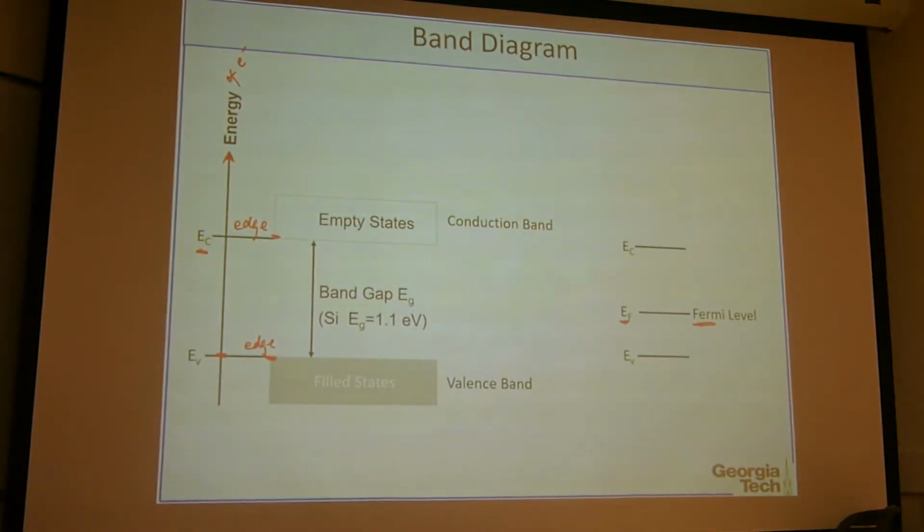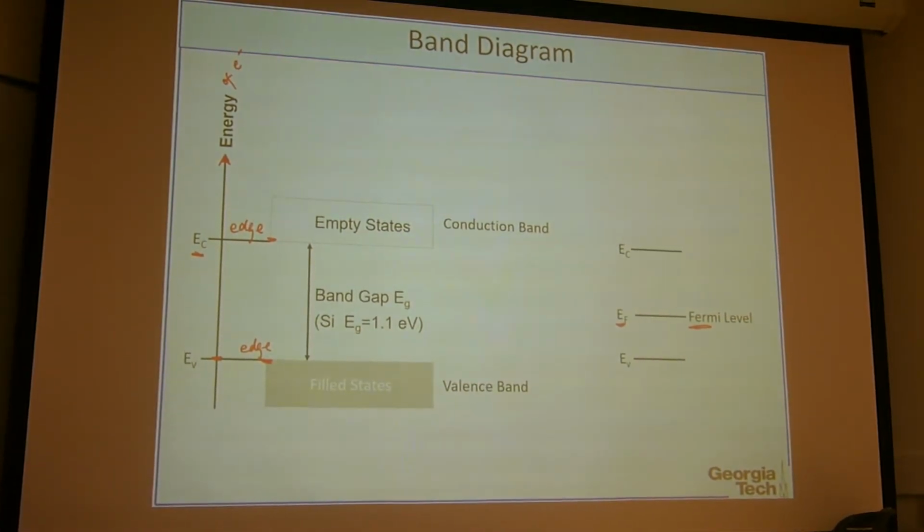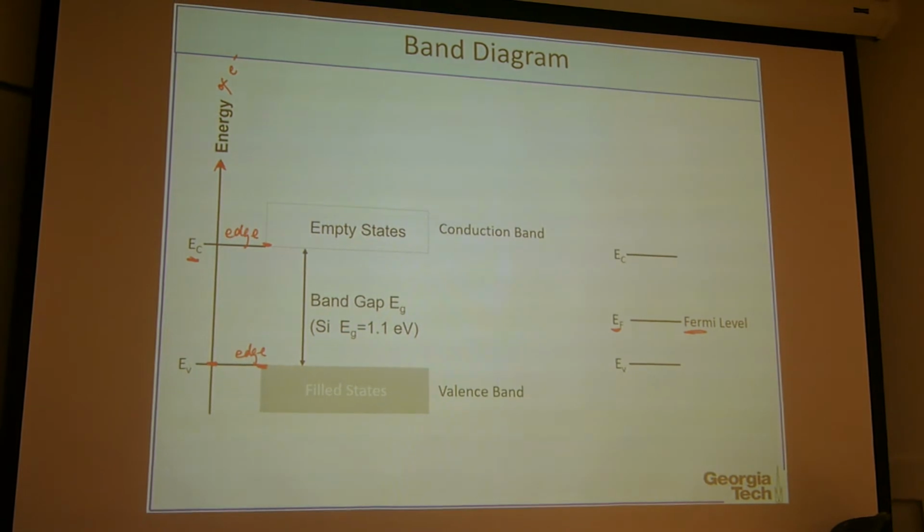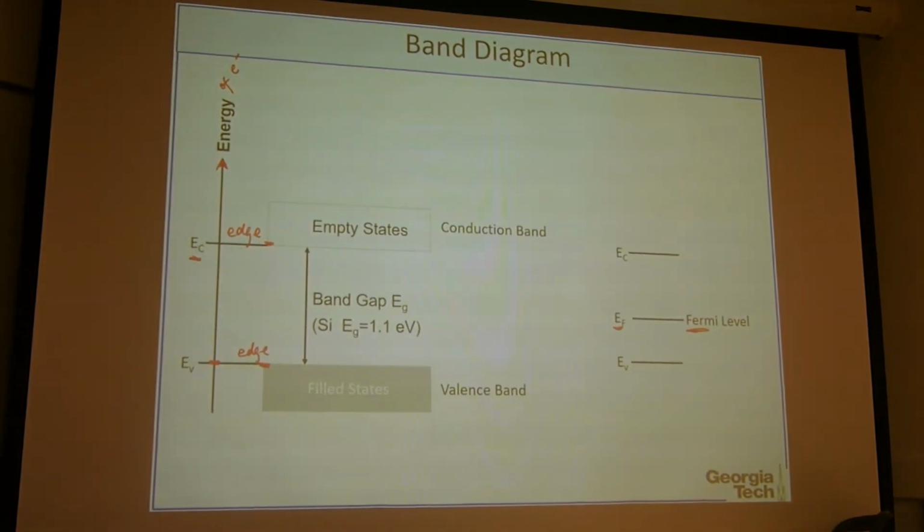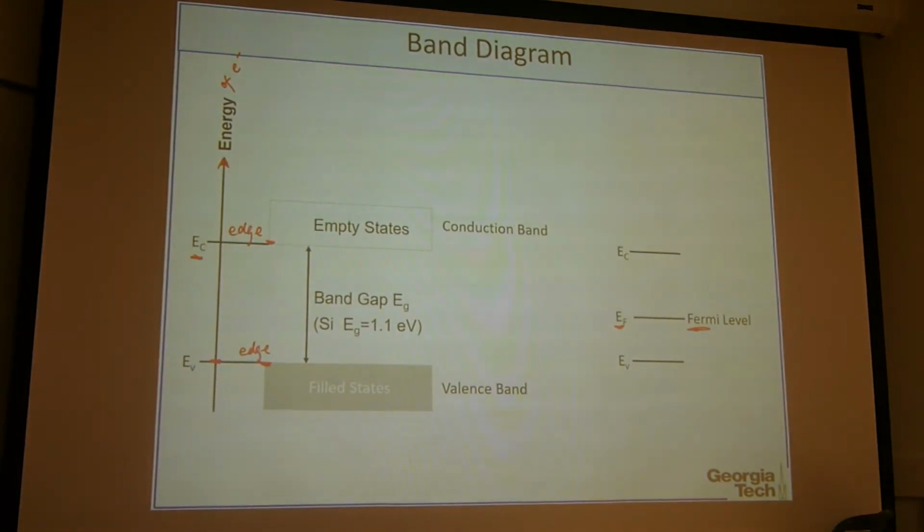In the last lecture, we talked about the band diagram of silicon. This is a very important concept, and we use the electron's energy as the band diagram. Here we have two bands, the valence band and the conduction band. We are interested in the electrons in the conduction band because they can move and conduct current.